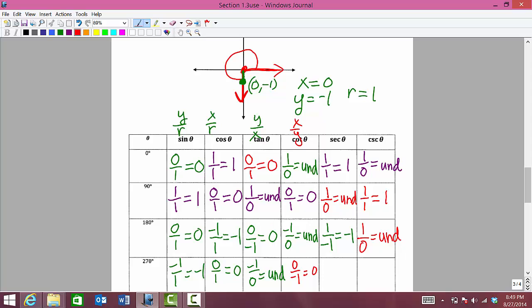Secant is the reciprocal of cosine, so that would be r divided by x. It's 1 divided by 0, undefined. And then lastly, cosecant, the reciprocal of sine, that would be r divided by y. R is 1, y is -1, so we get -1 as our cosecant value of 270 degrees.